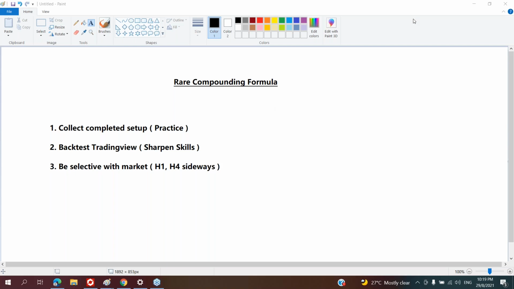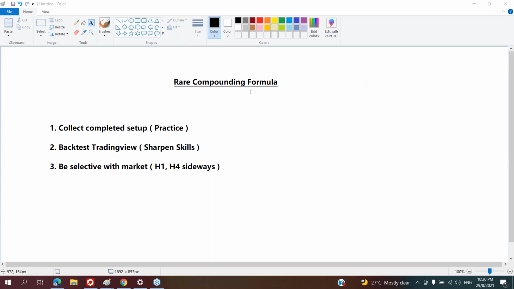So here I'm going to start with the rare compounding formula. I'm not going to talk about the other kinds of compounding, and there are a lot of types of compounding. It depends on what kind of trader you are and what kind of setups you choose. But this type of compounding really needs extra care because the lot size is different from the compounding that you usually see.